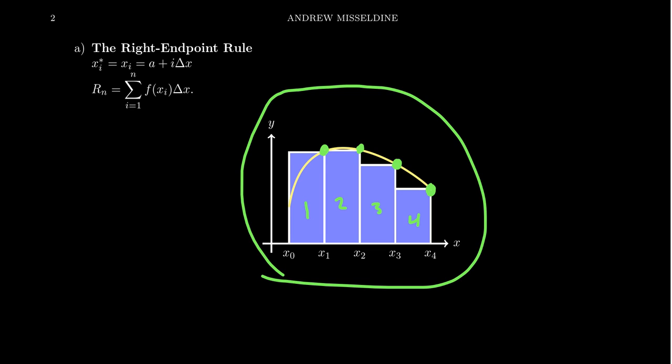And so if your function has a lot of going ups and going downs, it turns out this potentially could average out. But this is a vulnerability of the right endpoint rule we want to know. We can actually predict when it will overestimate or underestimate based upon the monotonicity of the function.